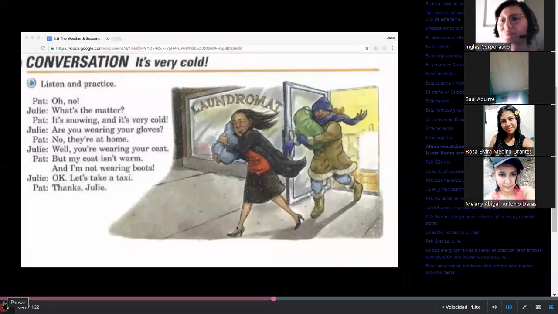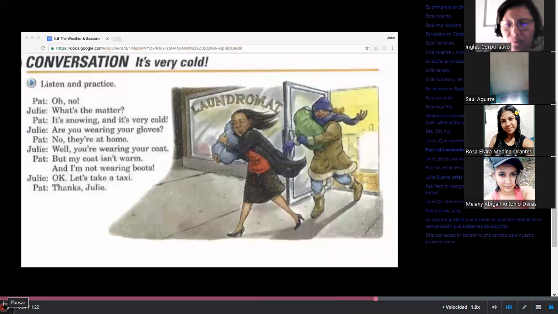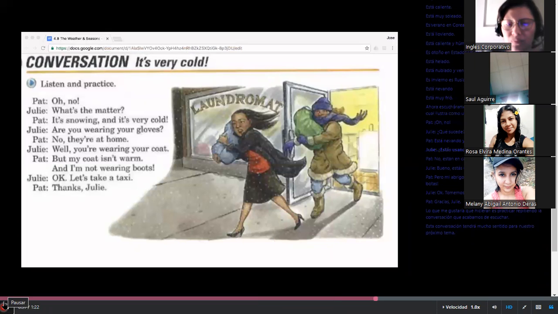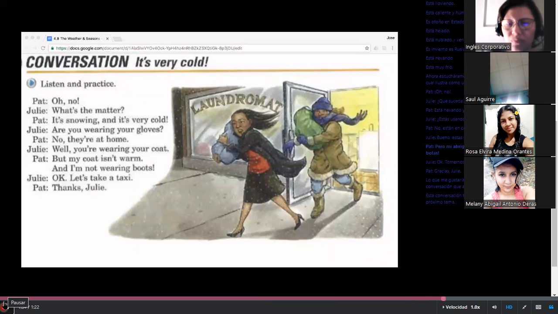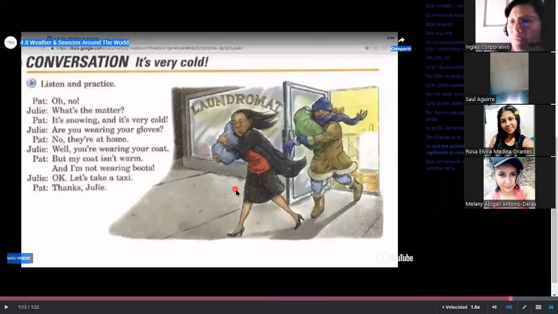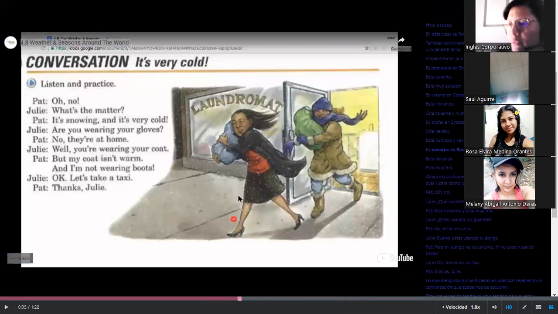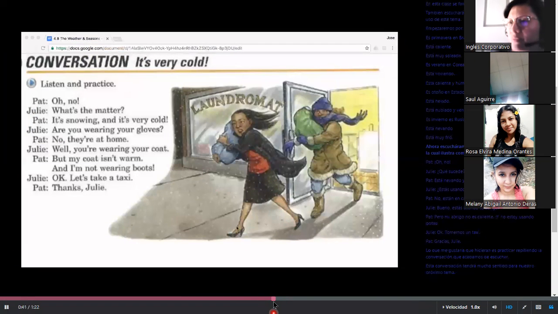There you go. It's very cold, which illustrates how this topic is used. Oh no. What's the matter? It's snowing and it's very cold. Are you wearing your gloves? No, they're at home. Well, you're wearing your coat. But my coat isn't warm and I'm not wearing boots. Okay, let's take a taxi. Thanks, Julie. What I would like for you to do next. Okay, so I'm going to play one more time, and then we're going to listen to some, well, to a couple of volunteers to read the conversation. It's very cold, which illustrates how this topic is used.